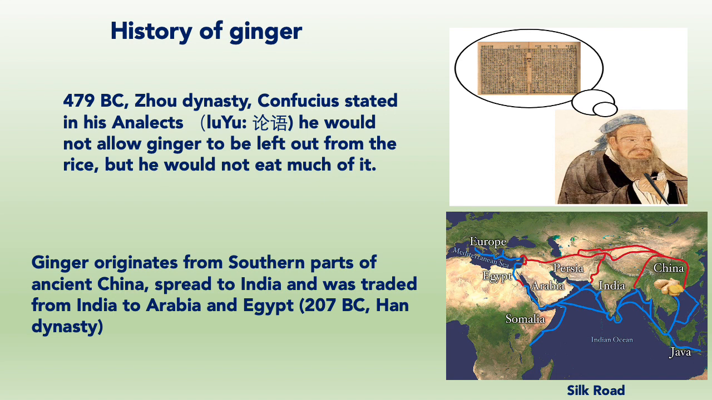But the history of ginger, in fact, in China, goes back to 479 BC in the Confucius statement in the Analects, where he already mentioned the use of ginger. In fact, ginger originated from the southern part of Asia, China, spread to India, and was traded from India to Arabia and to Egypt in the Han Dynasty. That was about 207 BC. This is the Silk Route showing the spread of ginger.